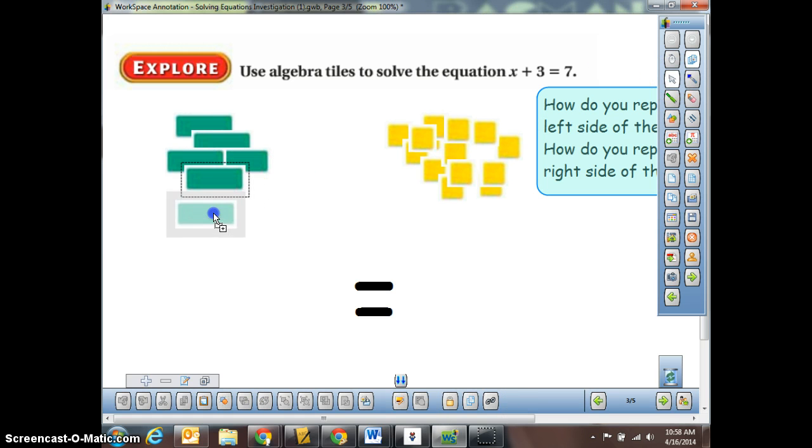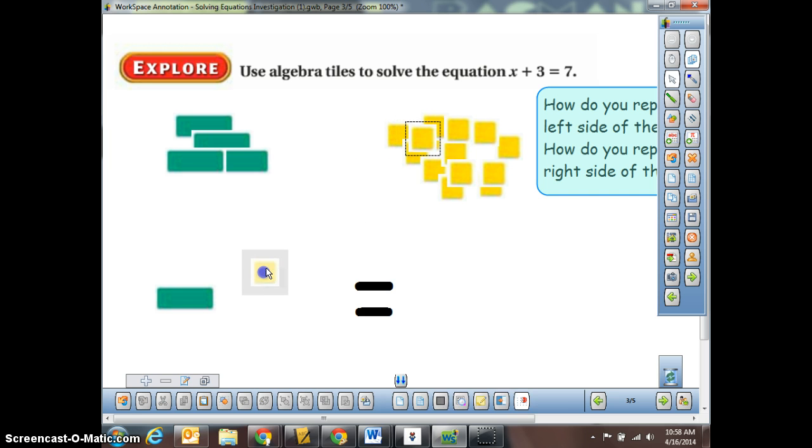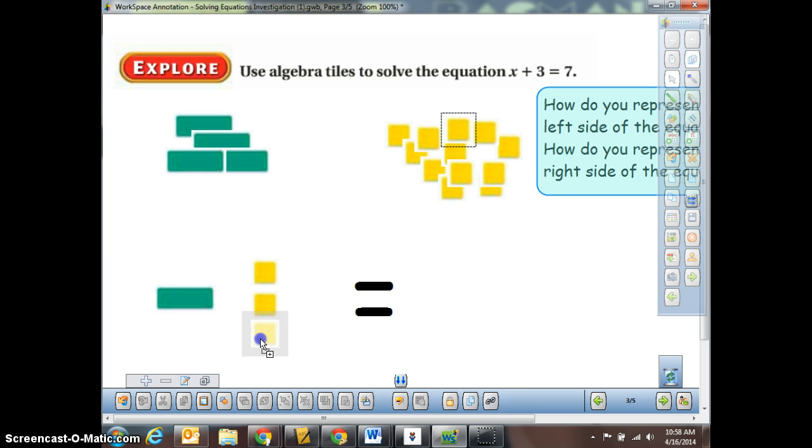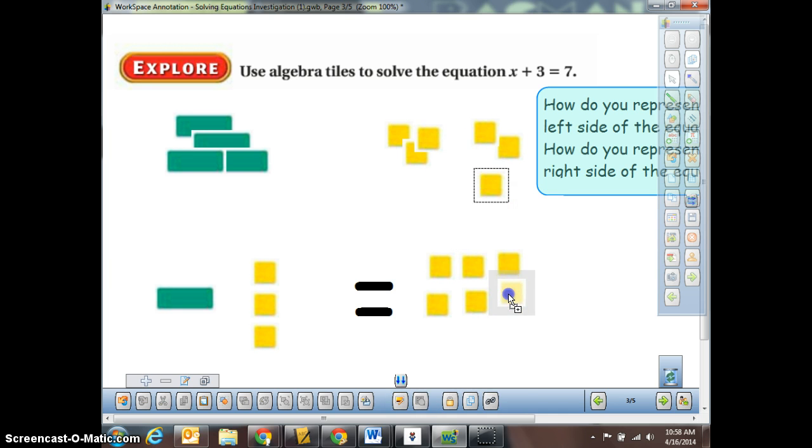I'm going to grab 1x, and then I need 1, 2, 3 1s. So I have x plus 3. So how would I do this side over here? Well, I hope you said just bring 7 of these beautiful 1s over here. So I got 4, 5, 6, and 7.